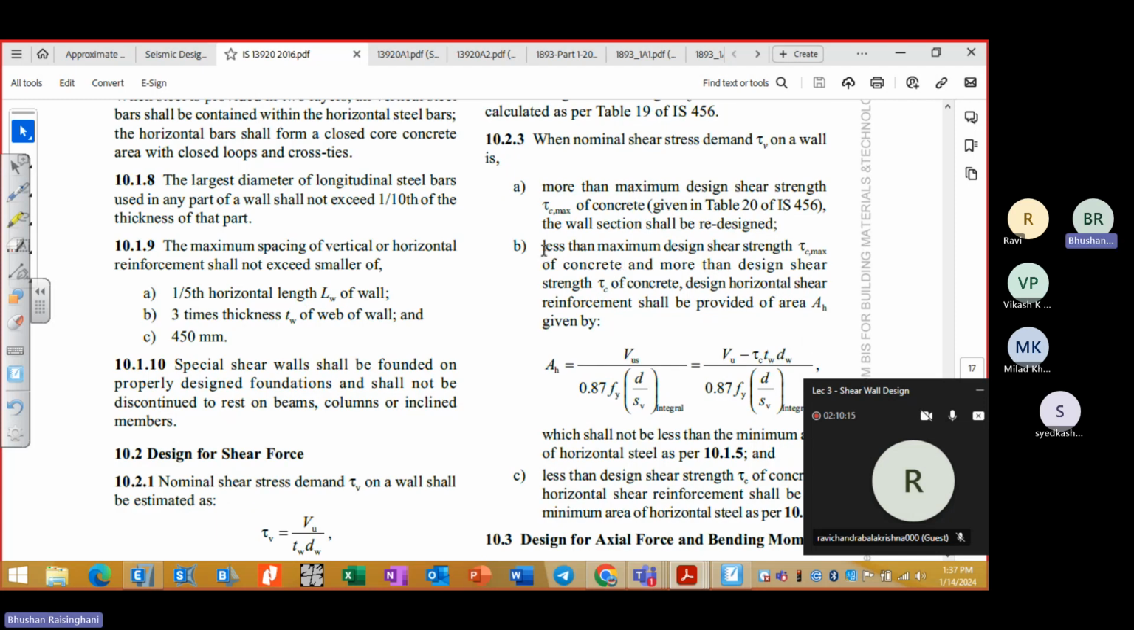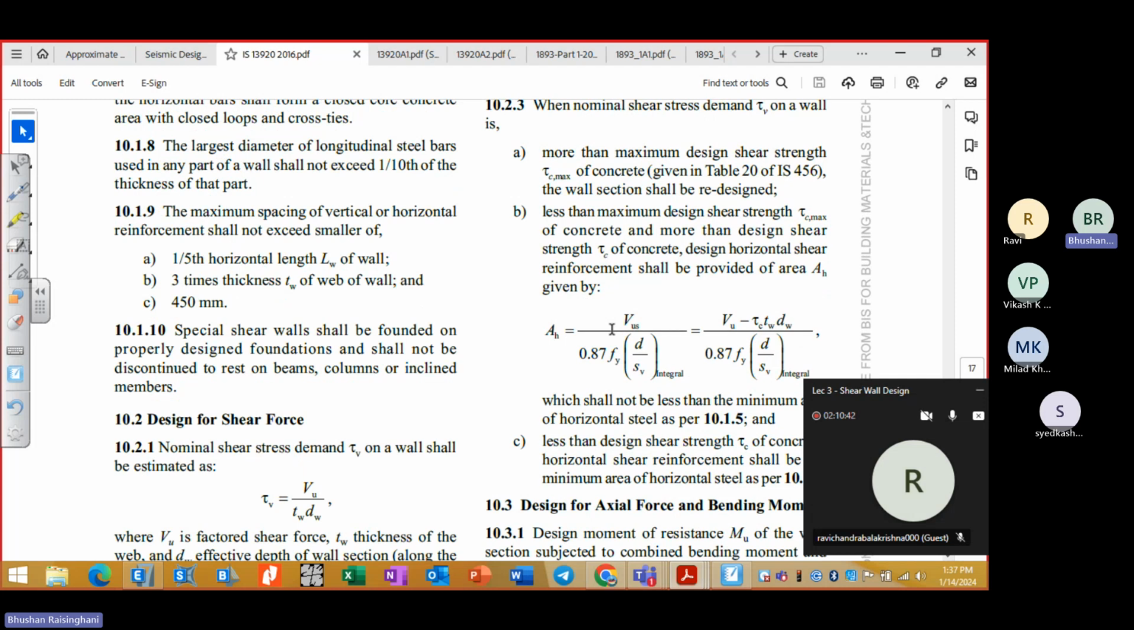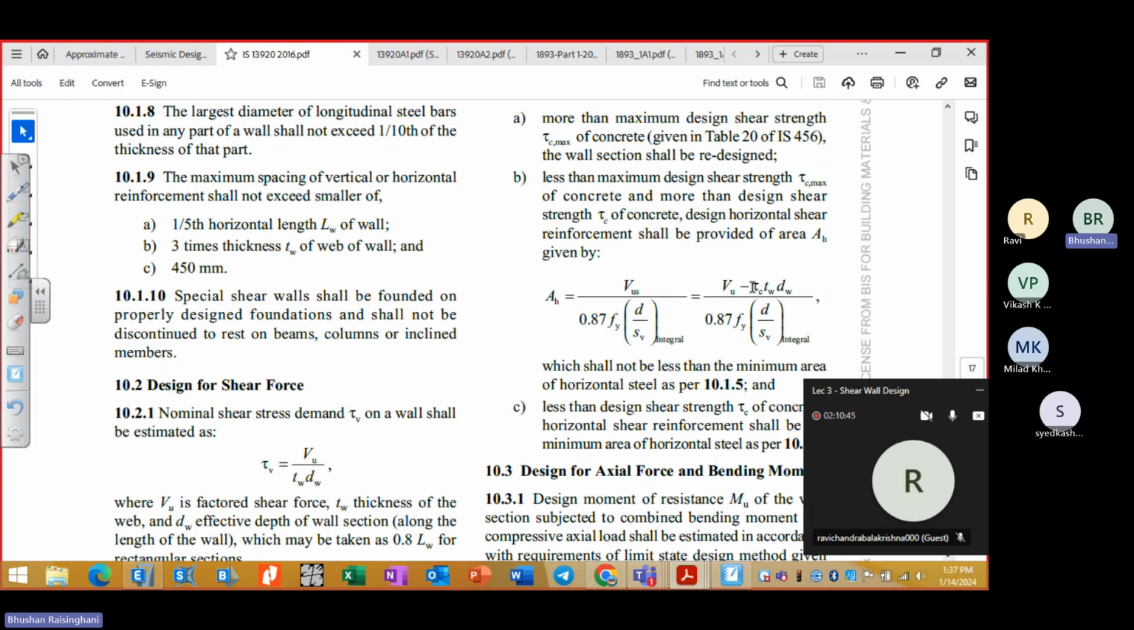If your tau v is less than tau c max but greater than tau c, then horizontal reinforcement is required. So you don't have to redesign it, but you have to provide additional reinforcement to take care of the shear stress demand higher than tau c. How much reinforcement is there, you can find from here, that is, ultimate minus concrete tau c. So the capacity of concrete we are deducting from ultimate, so we get the Vus, that is the shear force required for the steel.